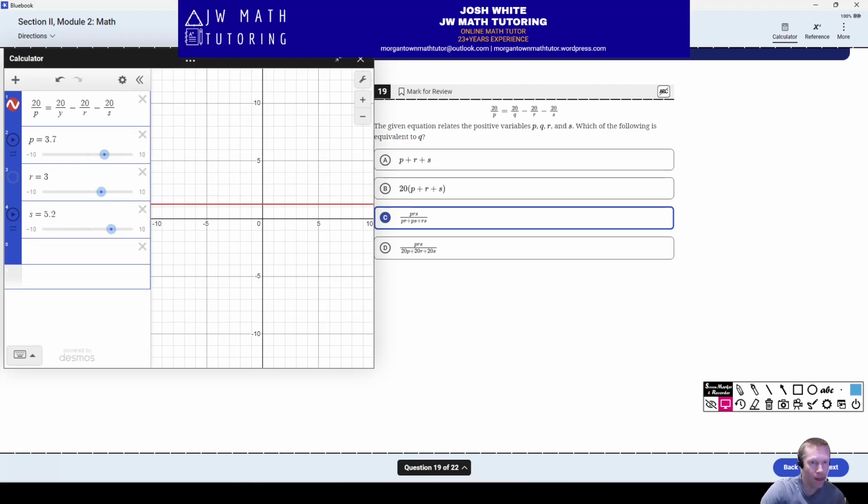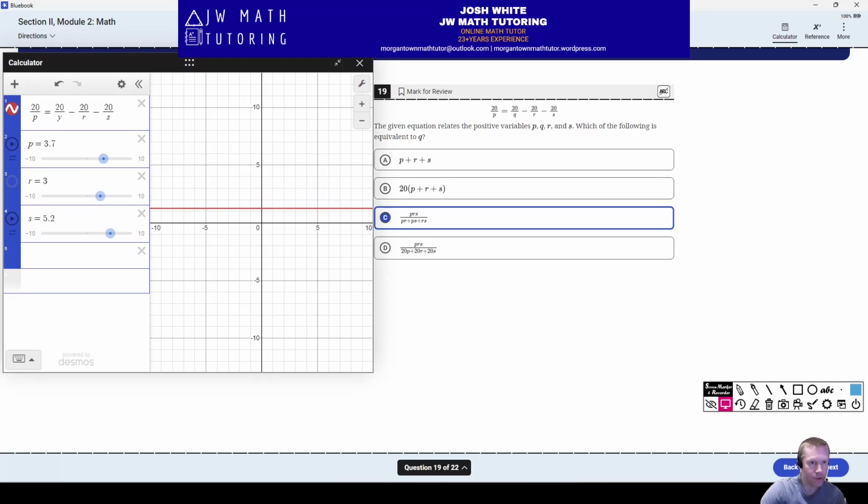Okay, there we go. So notice now on my graph, I have a horizontal line. Basically what I'm going to do is graph the answer choices, and those answer choices are all going to be horizontal lines. One of them is going to overlap this current one, the red one. The other 3 are not. The one that overlaps is my correct answer. So let's start with the first one, P plus R plus S. Does this overlap? No, it does not.